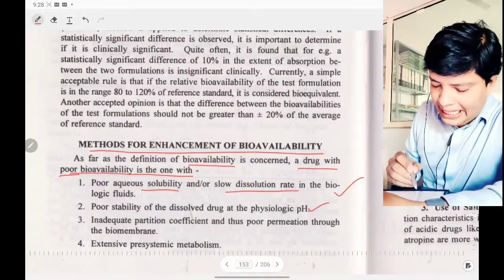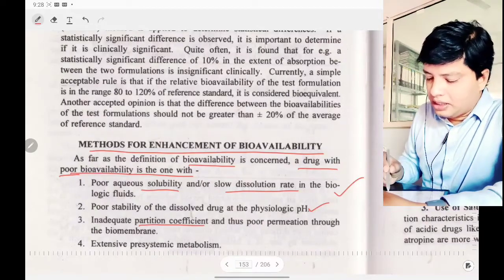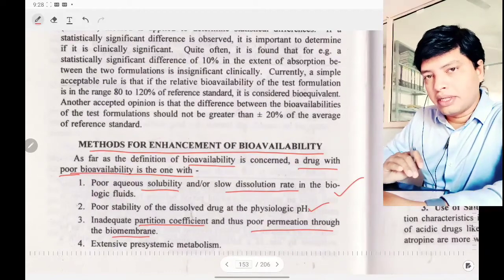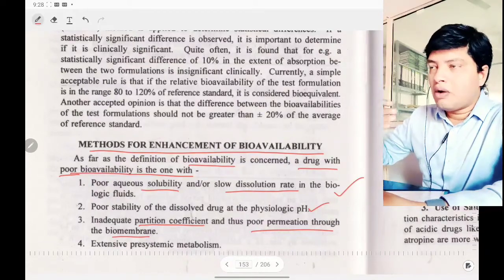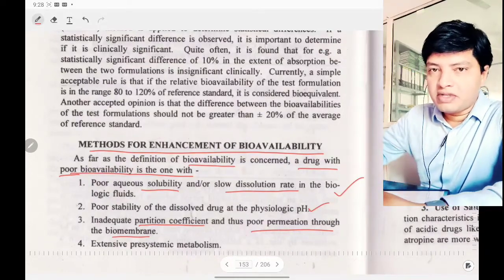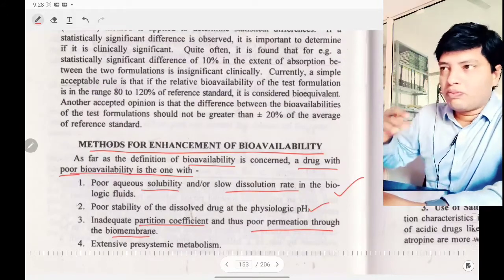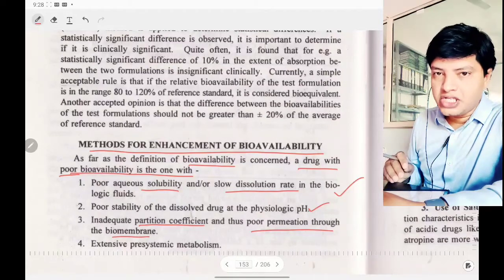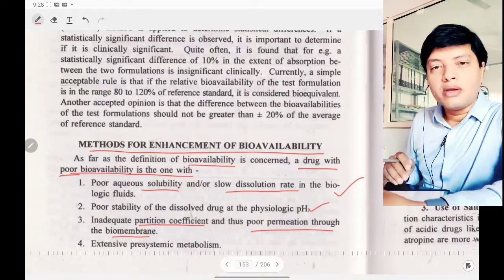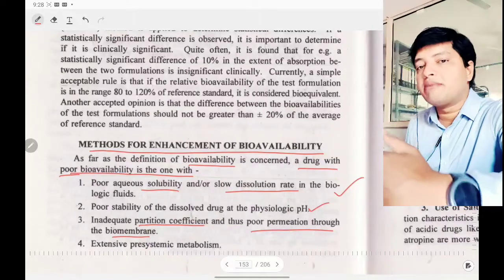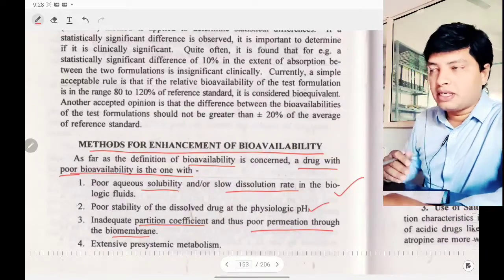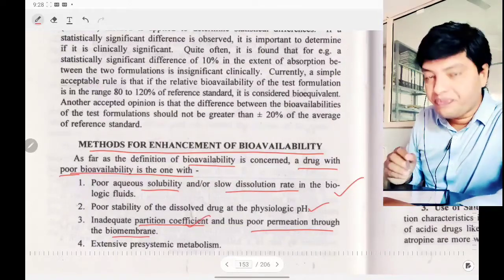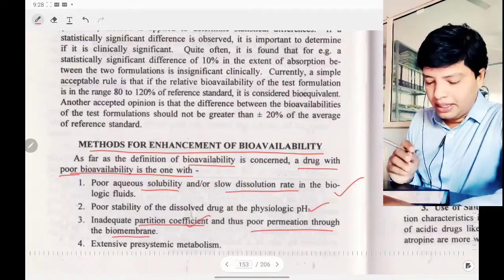Then inadequate partition coefficient, thus poor permeation through the biomembrane. Not only solubility: bioavailability means the rate and extent of drug available in the systemic circulation. To go to the systemic circulation from the site of administration, your drug should partition between the layers present there and reach the systemic circulation. If it has a poor partition coefficient, then it also has bioavailability issues.